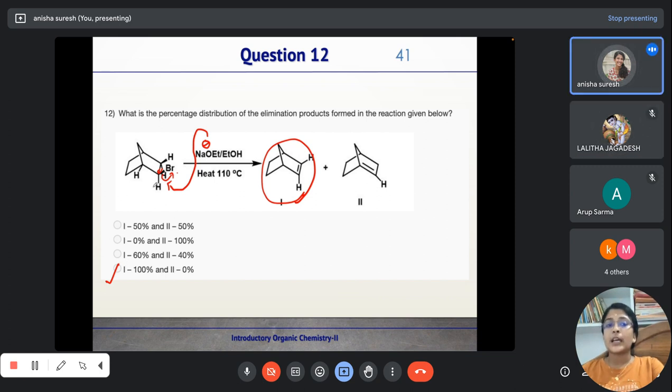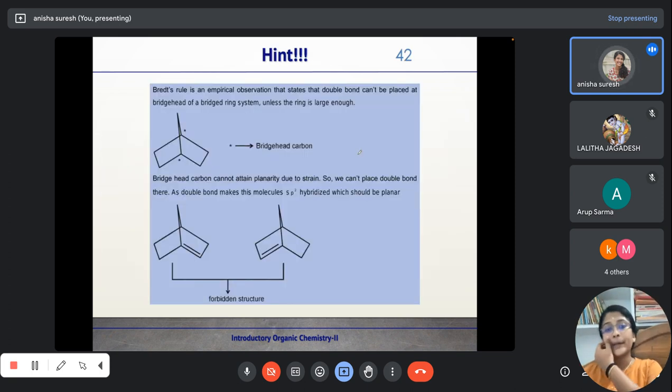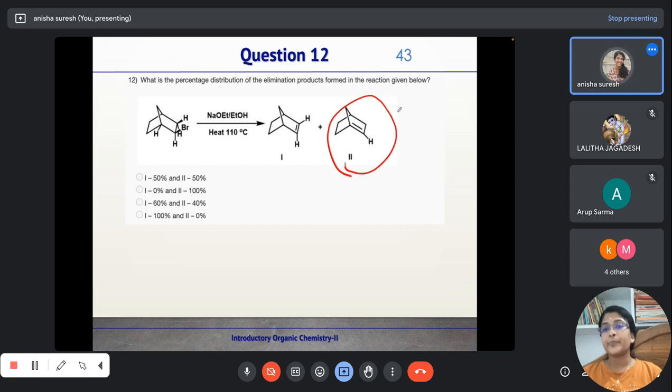Fourth option. This is because this double bond, which is forming on the bridgehead, is not feasible according to Bredt's rule. We have seen about Bredt's rule in some of the previous lectures. According to Bredt's rule, it is an empirical observation that states that a double bond can't be placed at the bridgehead of a bridged ring system unless the ring is large enough. So we are not having a large enough ring. So this is a forbidden structure. Double bond cannot be placed at the bridgehead. So because of Bredt's rule, the product 2 that is shown here is not feasible. So this will be 0% and this will be 100%.